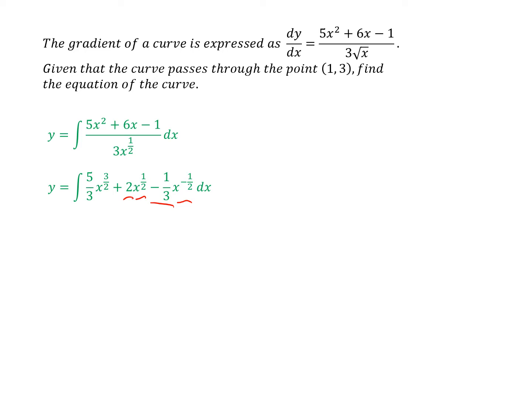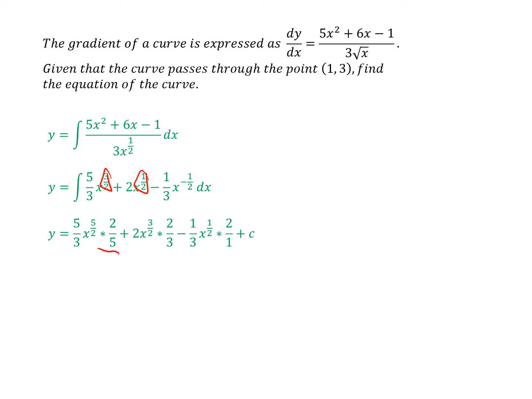So I'm now in a position where I can integrate by adding 1 to each of the powers and then dividing by the new power. And this is the result. Adding 1 to the power 3 over 2 gives me 5 over 2 here, but then I'm dividing by 5 over 2, which is the same as multiplying by 2/5.